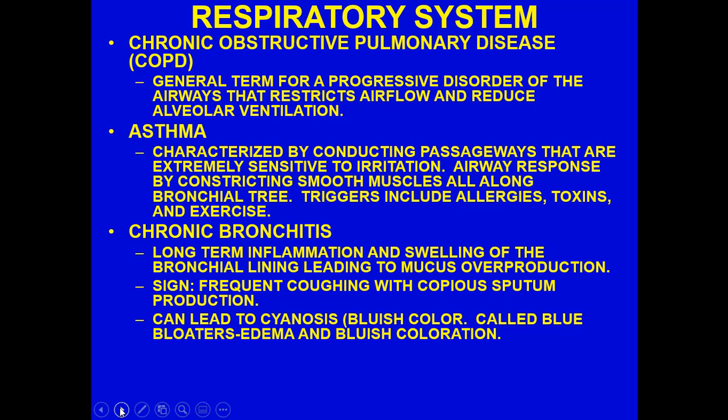The airway response occurs, and basically you have the constricting of the smooth muscles all along the bronchial tree. So if you have constriction, you have reduced flow. The greater the constriction, which means the lower the lumen diameter, the lower the flow of air is going to be, right? The triggers for asthma include allergies, toxins, even exercise.